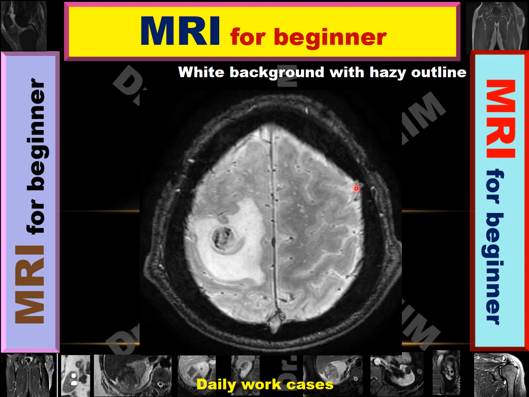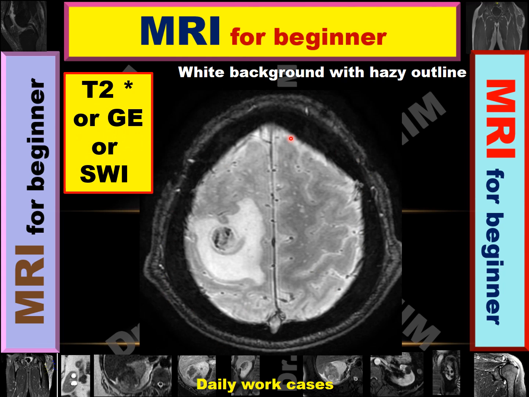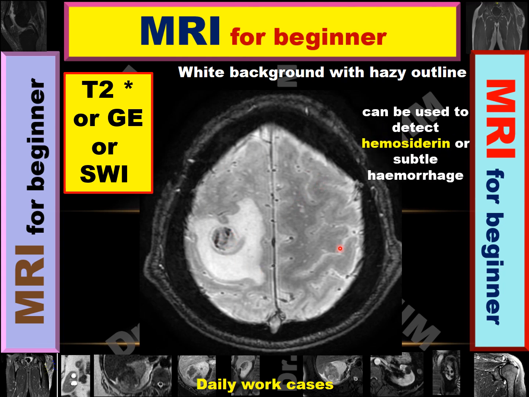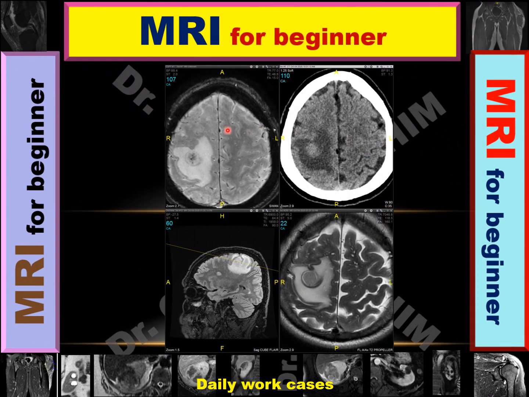Again, white background with hazy outline representing susceptibility weighted image or T2 star or gradient echo. All these have the same effect, with a little bit different physics. Any abnormality can be detected as a black dot, like this hemosiderin within the white background, and this hemosiderin, if it is subtle, can be detected by this sequence. And this different sequence for the same patient showing abnormal pathology here.